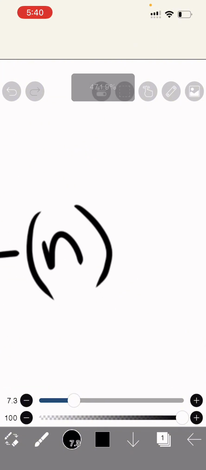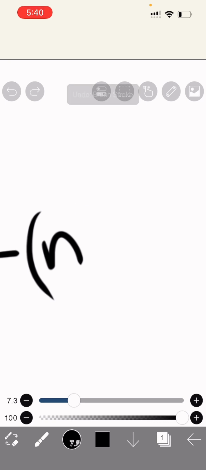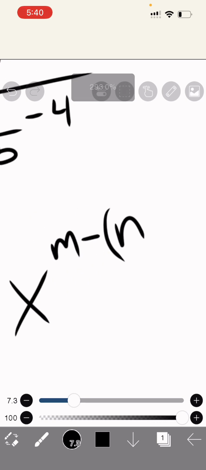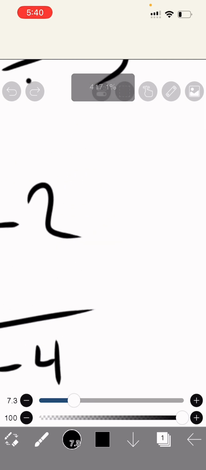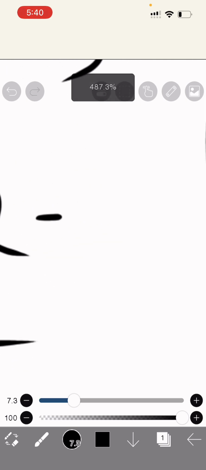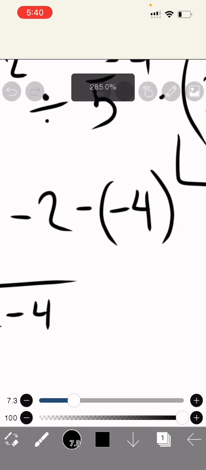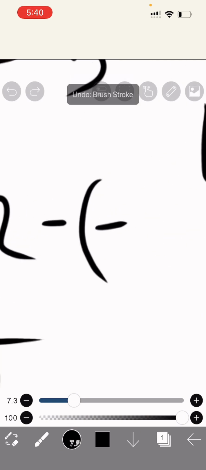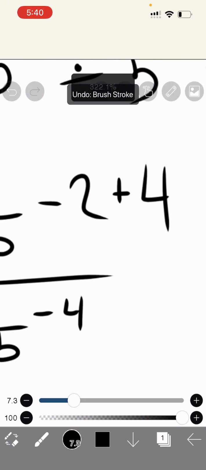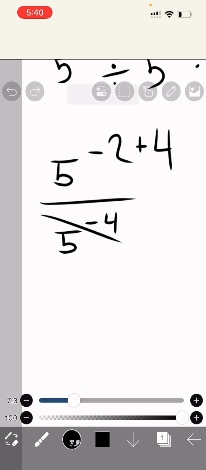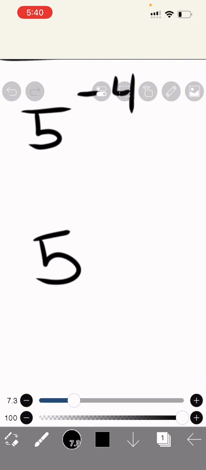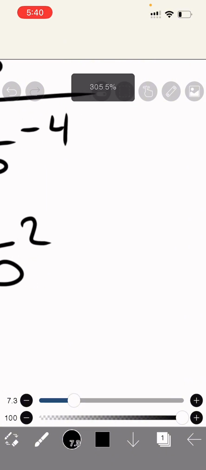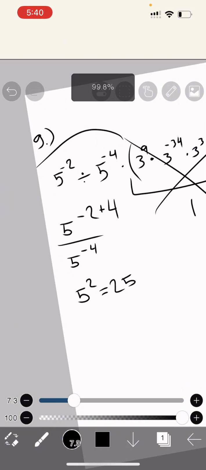The reason I put the parentheses is because if n was a negative number, then you would add instead. So let me show you this. Since n is a negative number, we're going to plug it in. Negative 2 minus parentheses negative 4. A negative times a negative equals a positive, so that really means we're at plus 4. We can ignore the bottom for now. Negative 2 plus 4 is going to give us 2. So we take 5 to the 2nd power, and that equals 25. So the answer is 25.